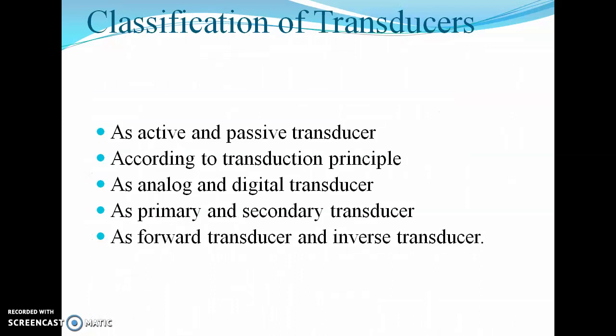Next, classification of transducer. So now there are various types of transducer. First one is active and passive transducer. Second is according to transduction principle. Then according to analog and digital transducer. Then according to primary and secondary transducer, and forward transducer and inverse transducer. Okay.